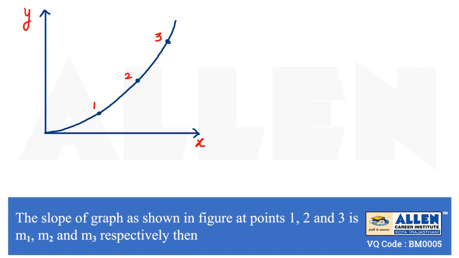The slope of graph as shown in figure at points 1, 2 and 3 is m1, m2 and m3 respectively, then. So in this question, with the help of figure, we have to find the relation between slopes at different points, that is m1, m2 and m3. So with the help of graph, we can see the slope.